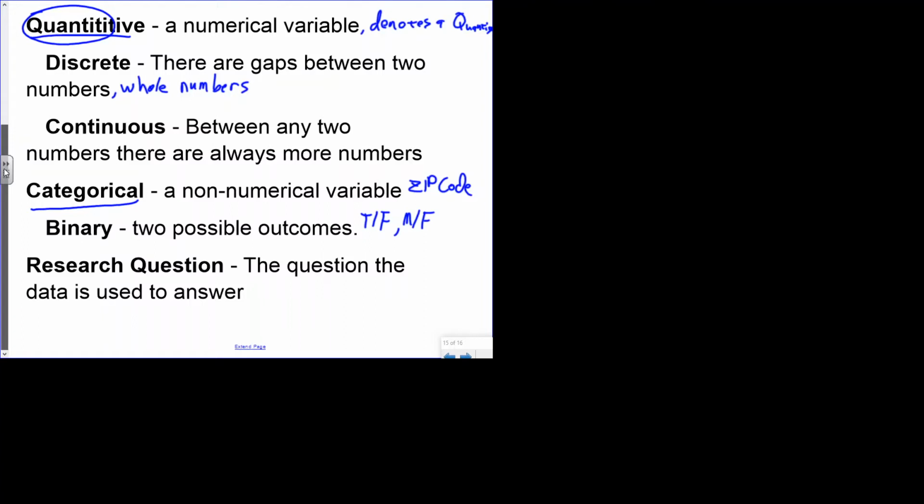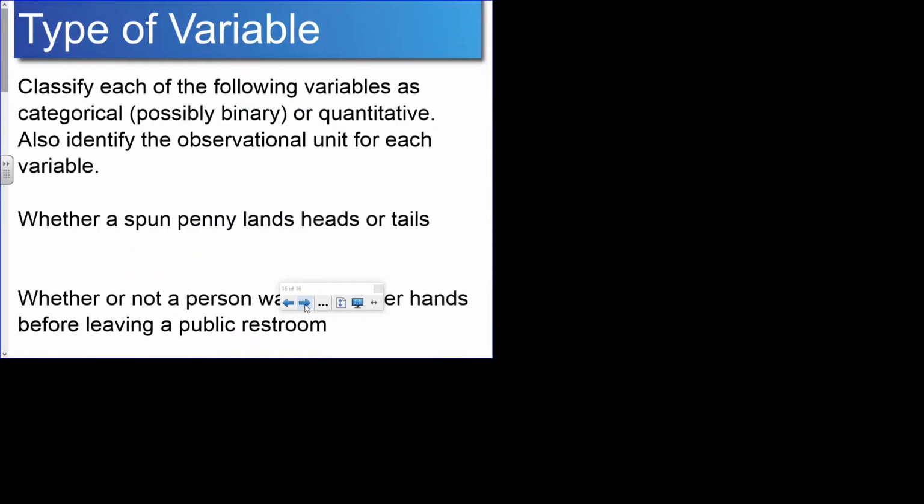And then the last thing is the research question, and that is the question the data is used to answer. Because we're gathering all this data for a purpose. And whatever that purpose is, that is our research question. And we'll get into research questions in a few days. So let's do some examples of determining what each variable is. So for each one of these, we're going to classify each of the variables as categorical or quantitative. We also want to identify the observational unit for each variable.